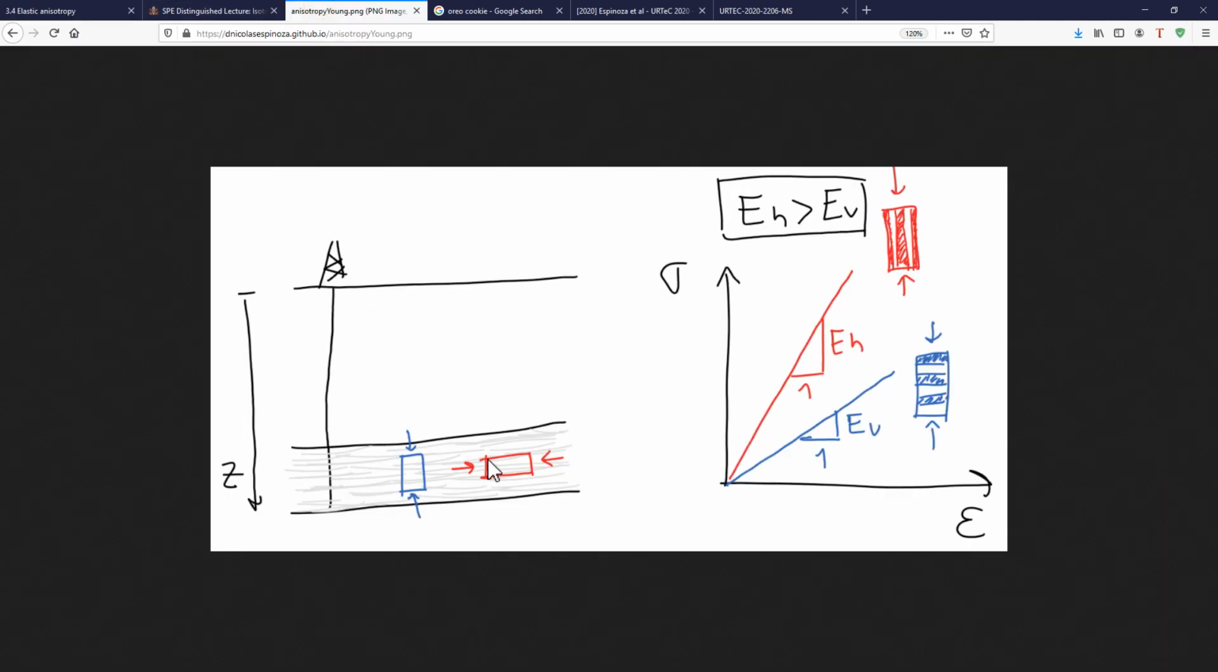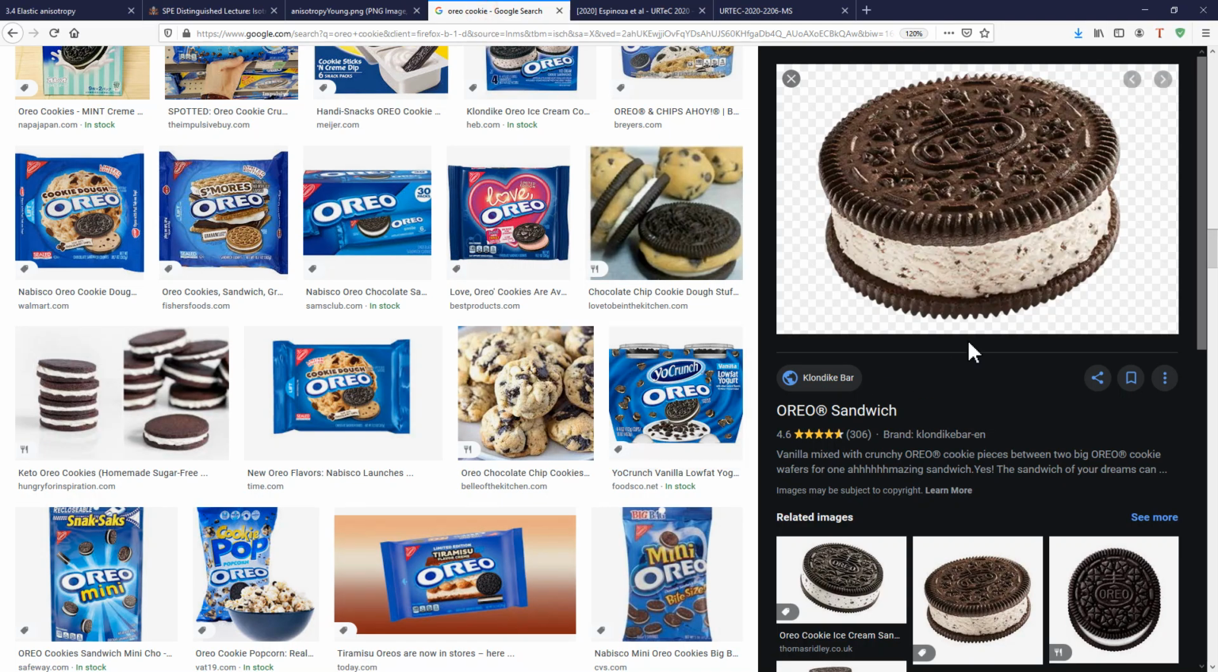Here you can see a schematic about that, showing that because of the deposition of layers, usually sedimentary rocks are stiffer in the horizontal direction, and therefore the horizontal Young modulus is larger than the vertical Young modulus. And you may ask yourself the reason behind that, and that can be quickly exemplified with an Oreo cookie.